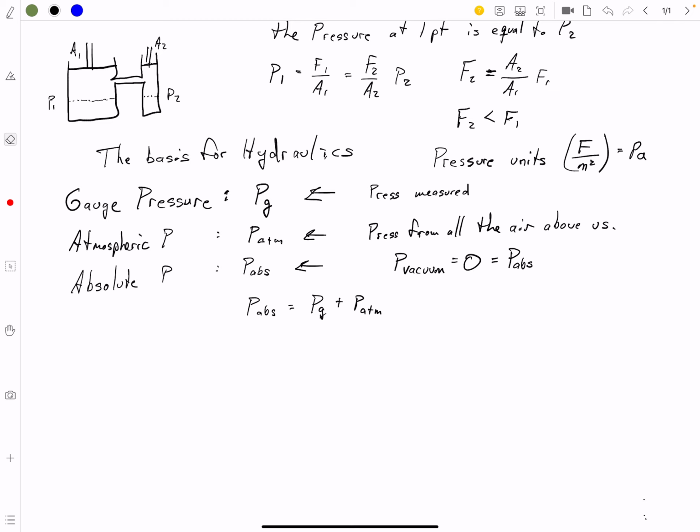If we want to rearrange this, let's do that. Let's rearrange it a little bit so that we're seeing what we gauged. So we measure our gauge pressure. What are we really doing? We're measuring the absolute pressure at that point minus the atmospheric pressure.